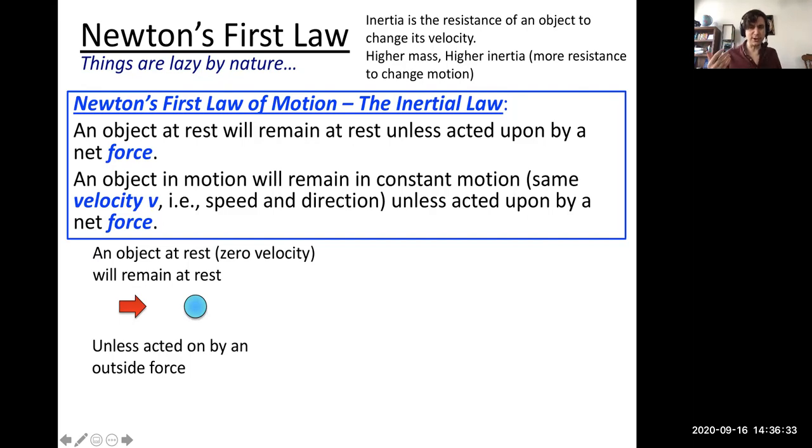Heavier objects are harder to push. Light objects are easier to push. Heavier objects, and whenever I say heavier, I mean more massive, sorry about that. More massive objects are harder to move. Less massive objects are easier to move.